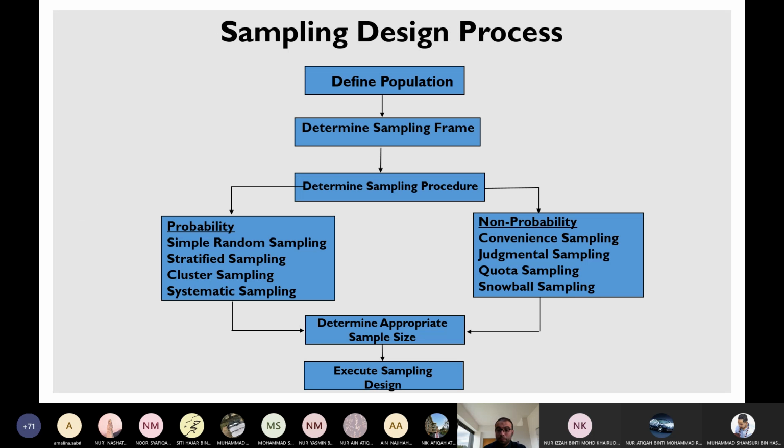So we come to the point: how to do sampling. The sampling procedure will initially be divided into probability or non-probability sampling. Under each type or each class, we have 4 different examples that we can go through one by one.